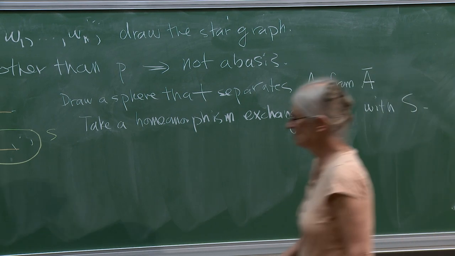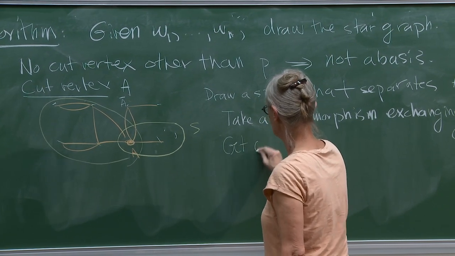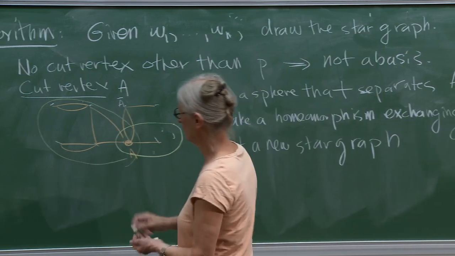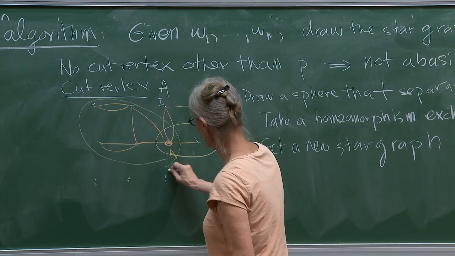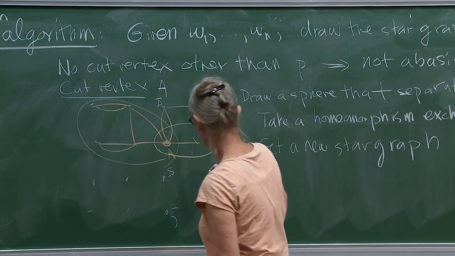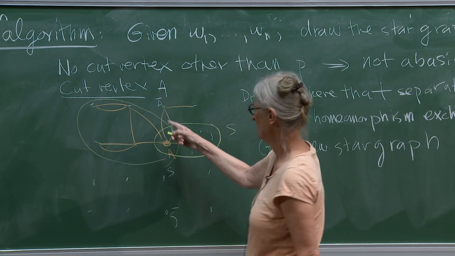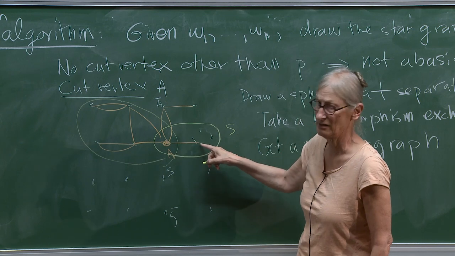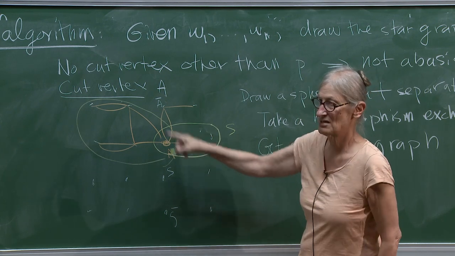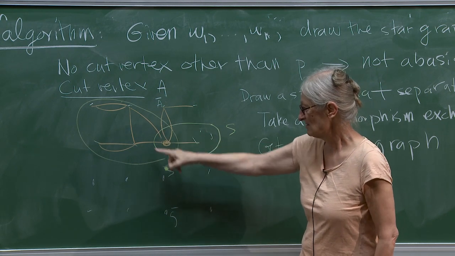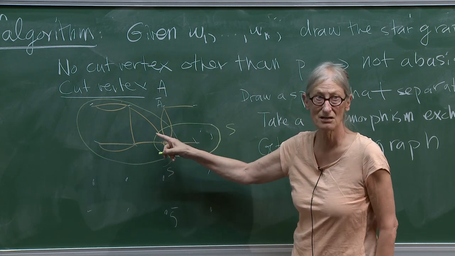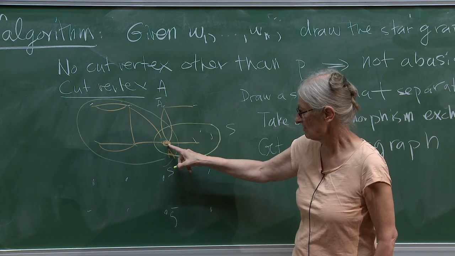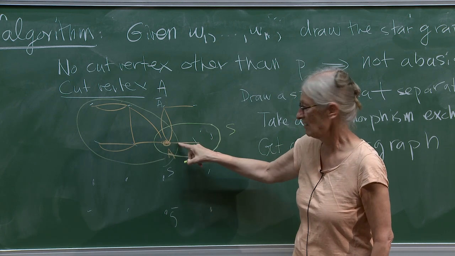Okay, so then I'll get a new star graph. So this one maybe I will try to do a little bit carefully. I'm going to replace A by S. Everything else remains the same. So look what the orange graph does. The fact that this is a cut vertex means that there are some edges inside, and there are some edges outside. But the sphere S intersects the orange star graph in fewer points than the sphere A did. So A intersects the star graph in all of these points. S misses that point.